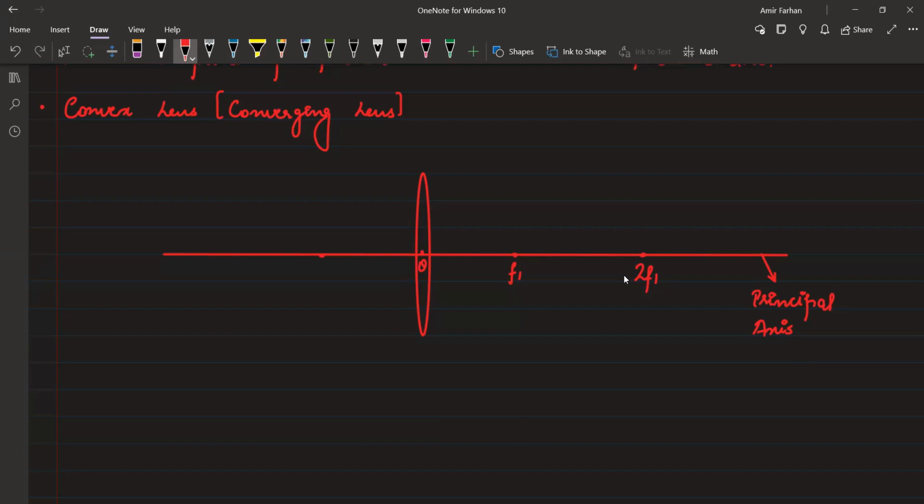Clear, everyone? Yes, sir. On the left hand side, that is your f2, and this is your 2f2. Clear? Any doubt so far to anybody? Please let me know once. No doubts? Is there any doubt so far? Please let me know once again.